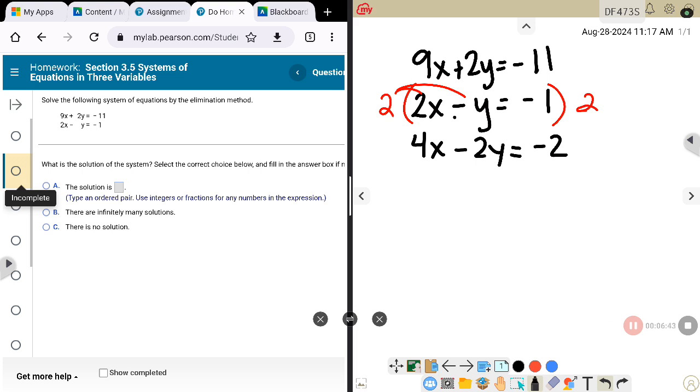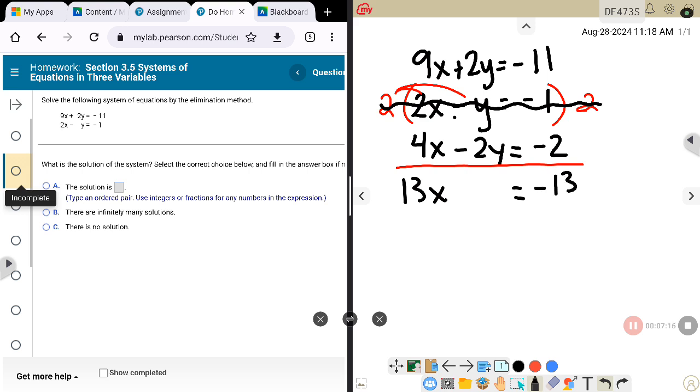So it's almost like you can just forget about that equation in the middle. Now I can add my top equation to my new equation and my y's will eliminate. So that's what I'm going to do. 9x plus 4x gives me 13x. 2y minus 2y, which means my y's eliminate, equals negative 11 minus 2, which gives me negative 13.